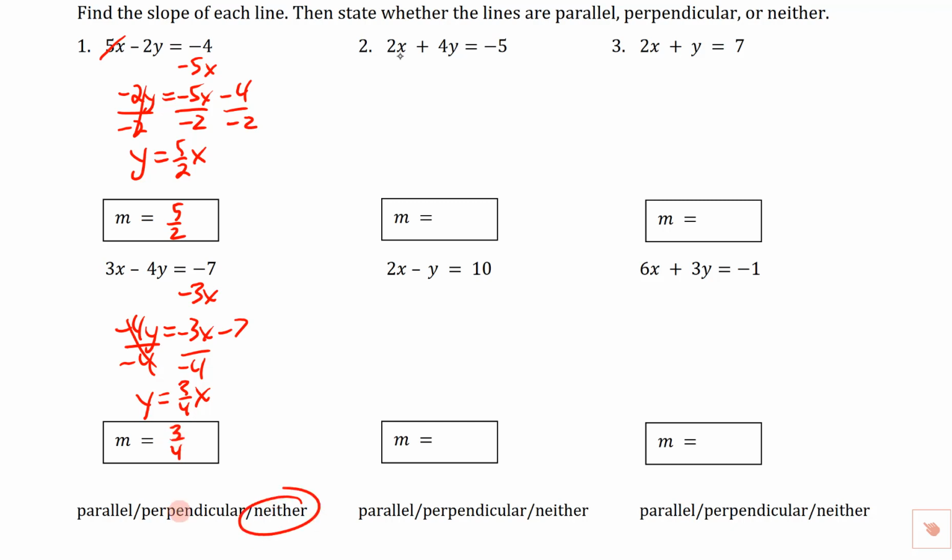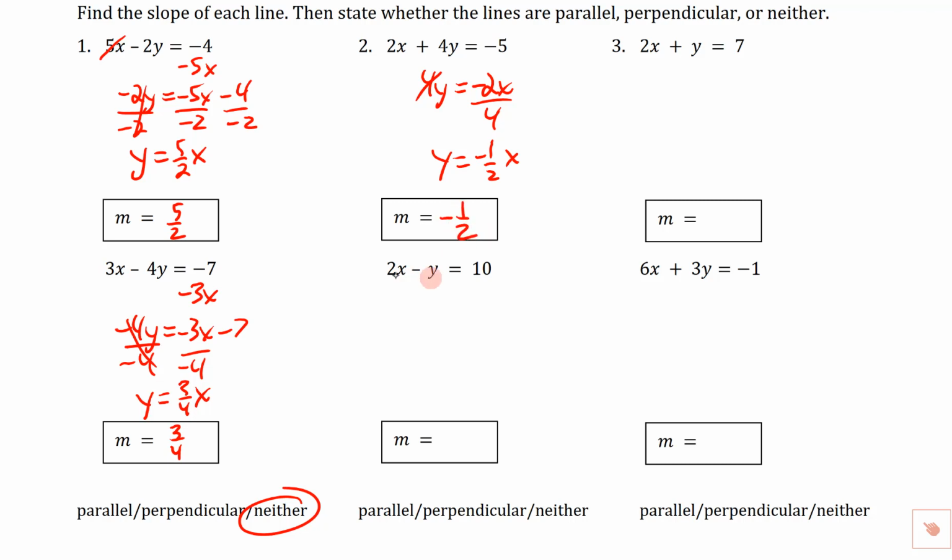Let's take a look at the next one. Again, moving that 2x to the other side. So I've got a 4y, I've got a negative 2x. I'm not even going to bother writing that negative 5. We're just going to divide by 4. So we get y is equal to negative 1/2 x. So we've got negative 1/2 right here.